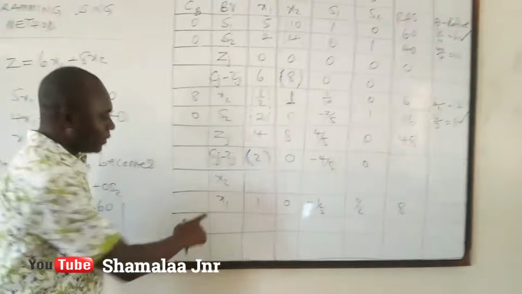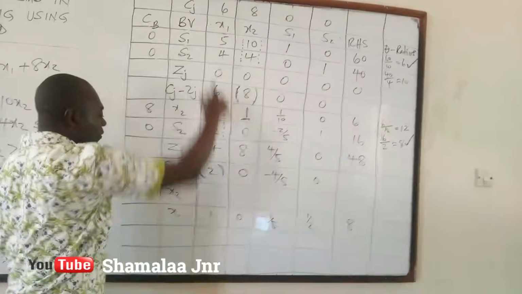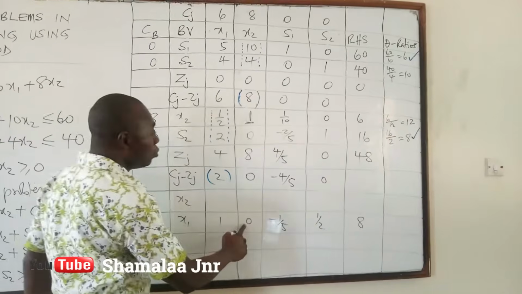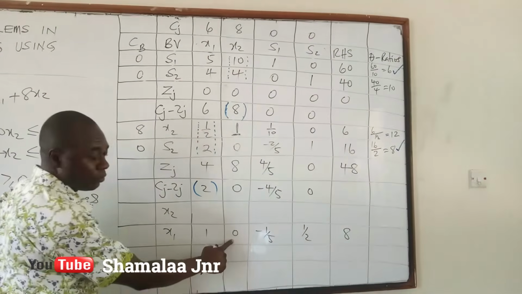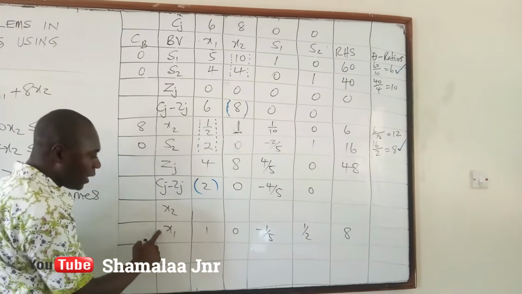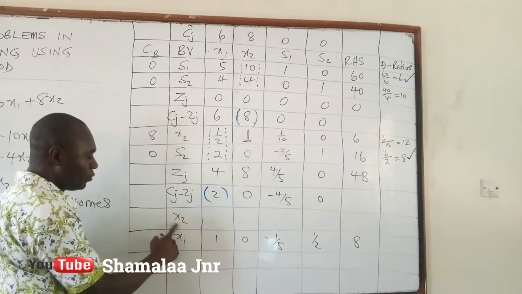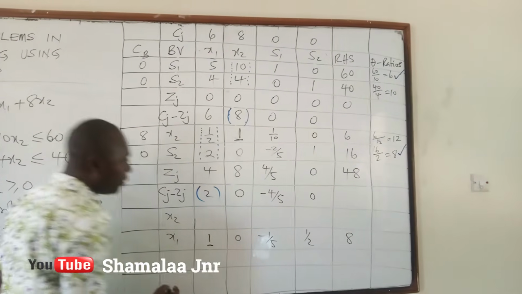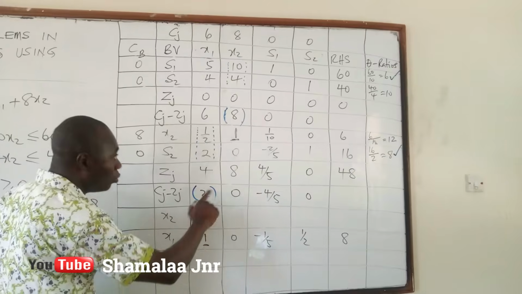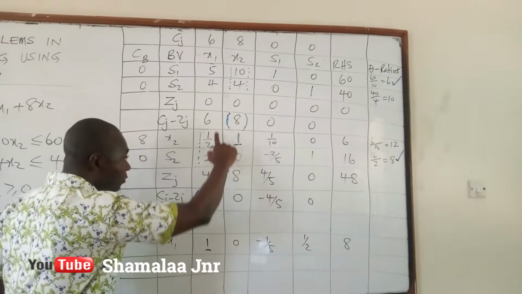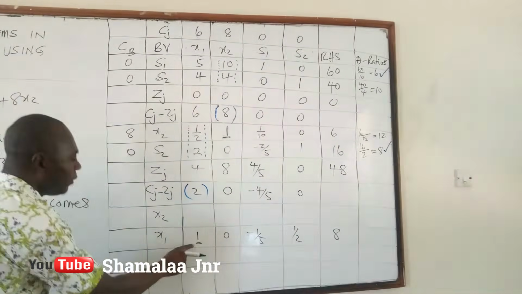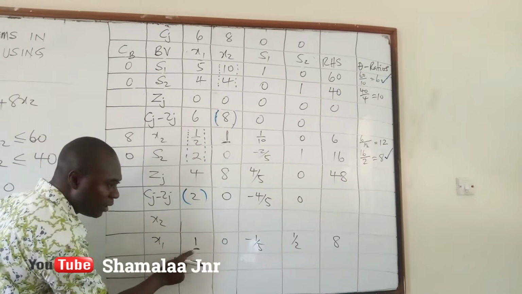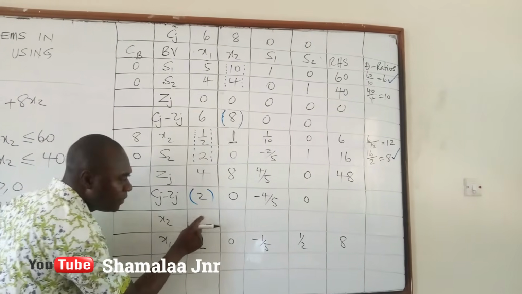So let's check it. X1 versus X1 is 1. X1 versus S2 is 0, because currently these are the basic variables, S2 and then X1. Now this is 1. So this is the most important number here, because we bracketed 2 here. So this is 1. If this is 1, it means that any number here must be 0.